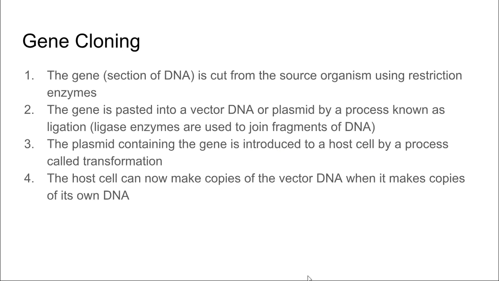So gene cloning has to undertake this process. We cut out the section of the DNA from the source organism and we use restriction enzymes. The gene is pasted into vector DNA or a plasmid, and this is known as ligation. The plasmid containing the gene is then introduced into a host cell by a process of transformation, and then the host cell can now make copies of the vector DNA when it makes copies of its own DNA.